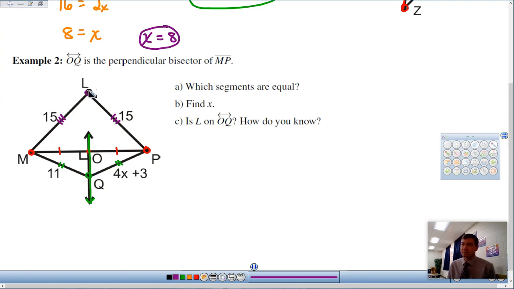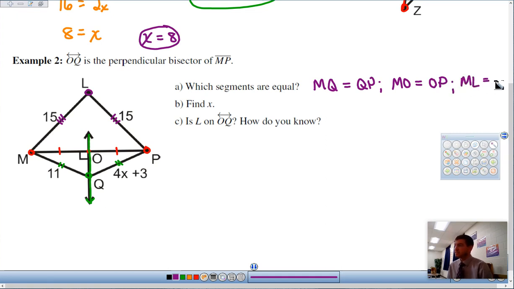What does that say about point L? Well, if L is equidistant from the endpoints of segment MP, then L is on the perpendicular bisector of MP. Which segments are equal? Should say which segments are congruent, but that's okay. We know that the distance of MQ is the same as the distance of QP. We know that MO is the same as OP. And we know that ML is the same as LP.